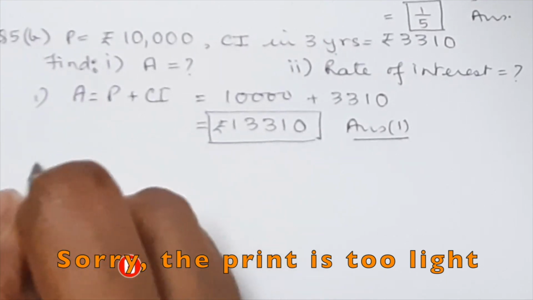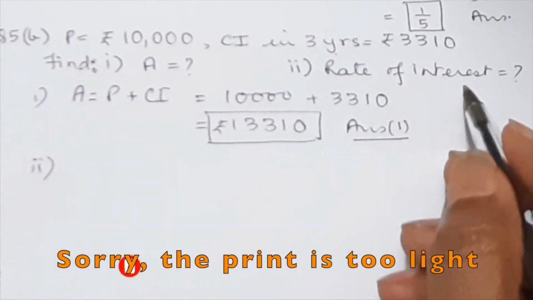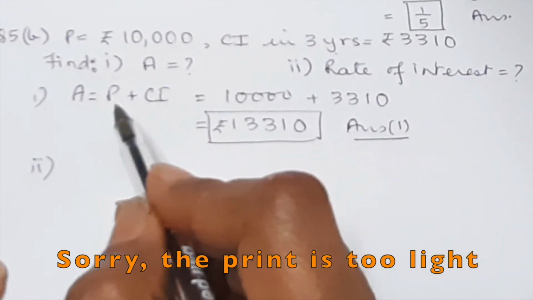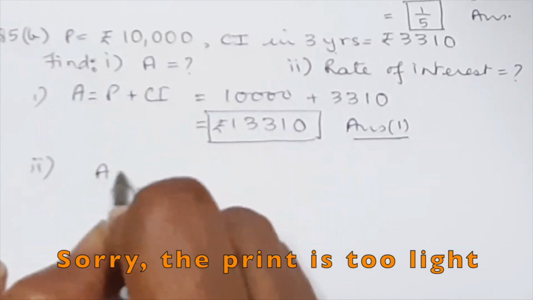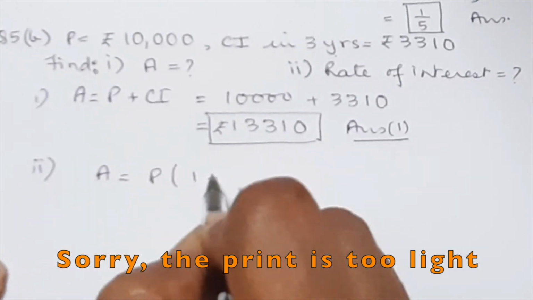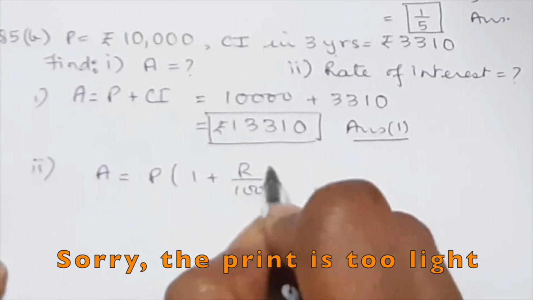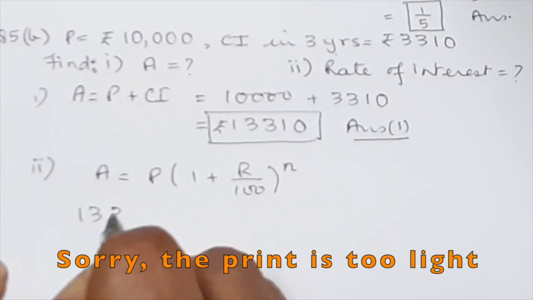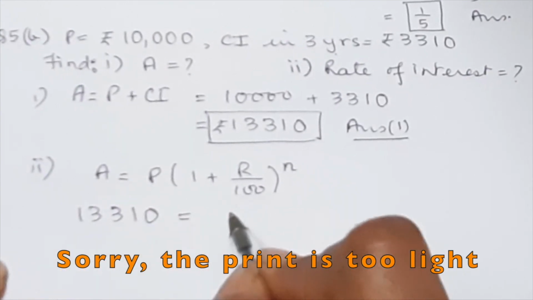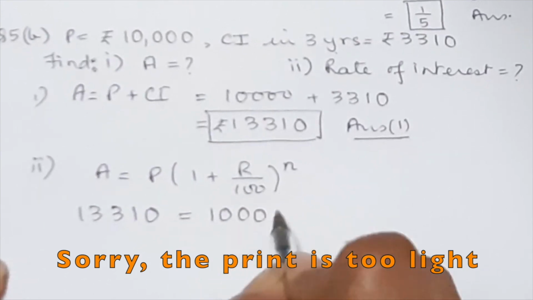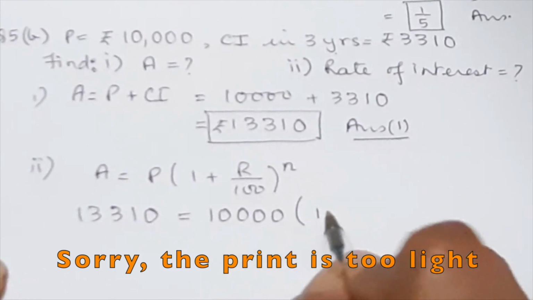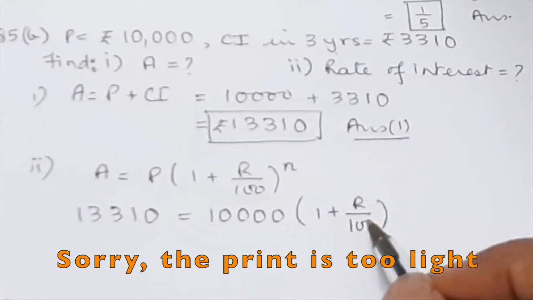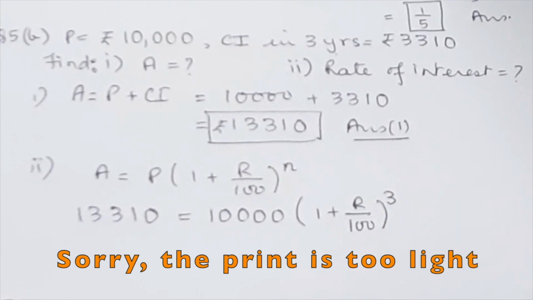Okay, now we come to the second part. The second part asks us the rate of interest. So we are going to connect amount with the principal, and our formula is A is equal to P into bracket 1 plus R upon 100 to the power n. So amount we have already found out. It is 13310 is equal to principal is 10,000 into bracket 1 plus R upon 100. And remember, we have been given CI for 3 years, so n becomes 3.